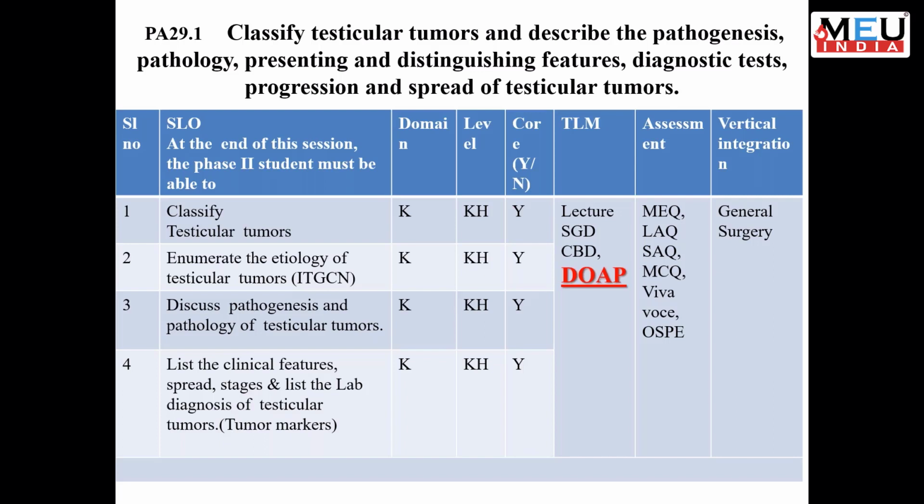Second, enumerate the etiology of testicular tumors, including intratubular germ cell neoplasia, which you have to discuss in detail. The third will be to discuss the pathogenesis and pathology of testicular tumors. And the fourth one will be to list the clinical features, spread of tumors, stages of tumors, and list the lab diagnosis of testicular tumors, including the tumor markers. All these are at the knowledge domain level, shows how, and core competency level.